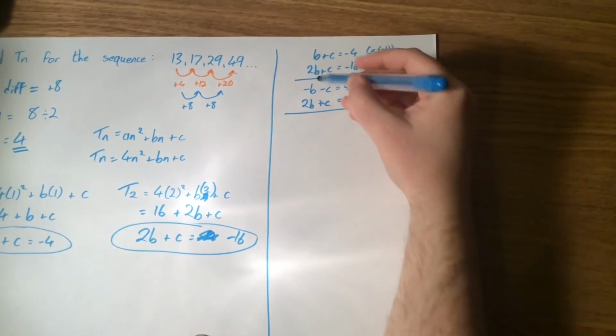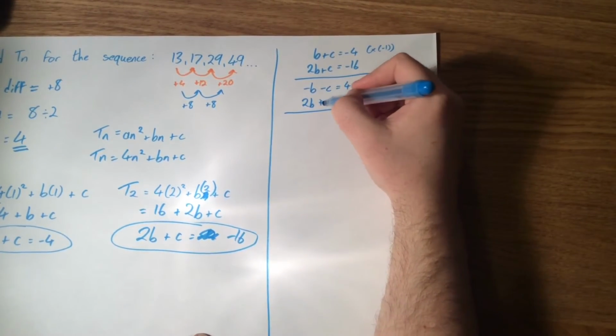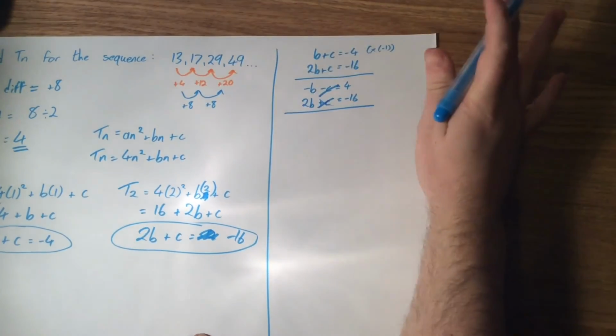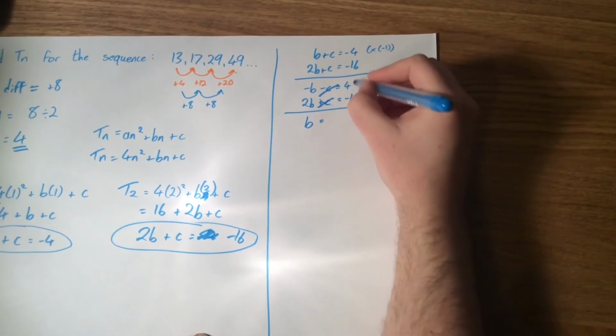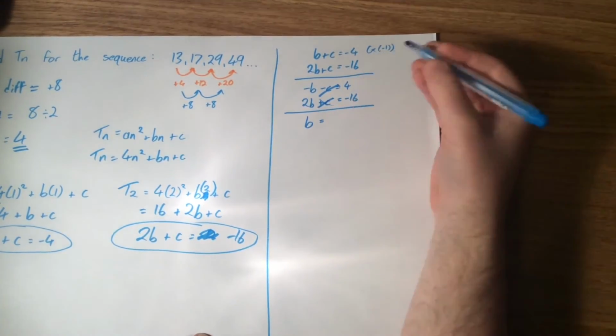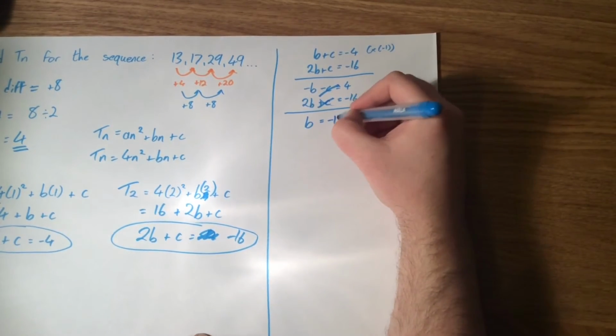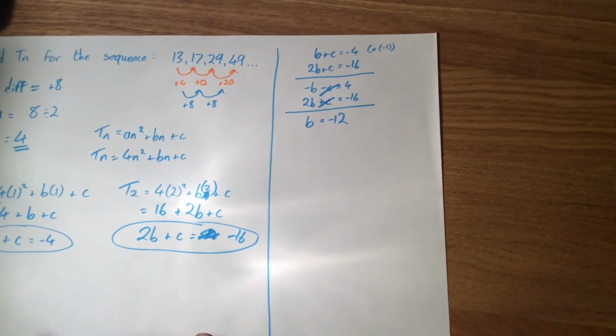Now I'm going to add these together. And look, minus c plus c cancels. My c is gone. Now I have minus b plus 2b just gives me regular b. And 4 plus minus 16, which is just the same as 4 minus 16, is going to be minus 12. Now I have a value for b.